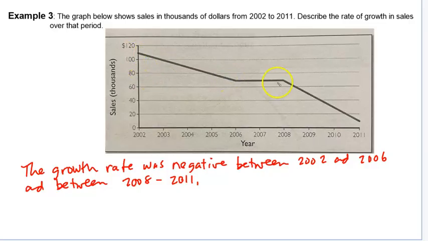Then those are both negative growth, but one is, we would say, more negative. One is steeper than the other. So we would say the growth rate was more negative, or I'll just say it was a more negative growth rate between 08 and 11.